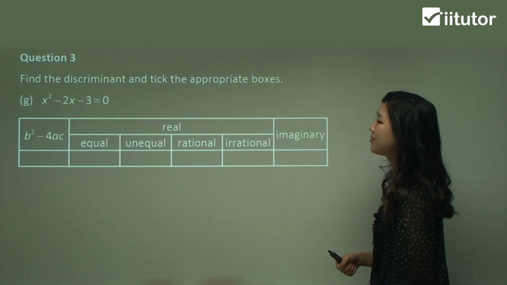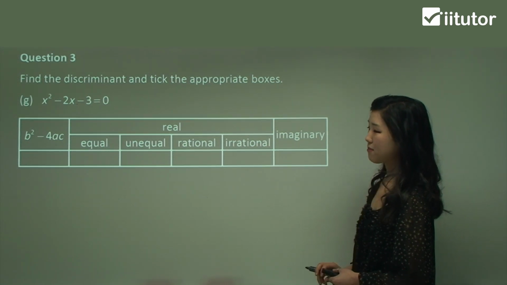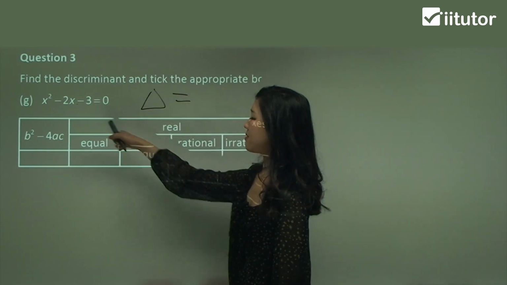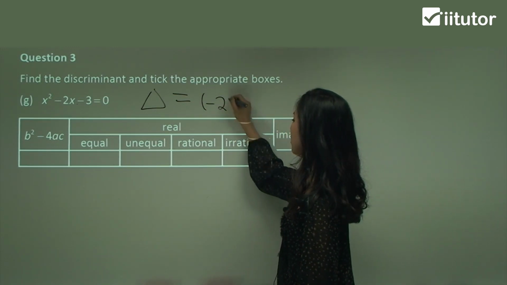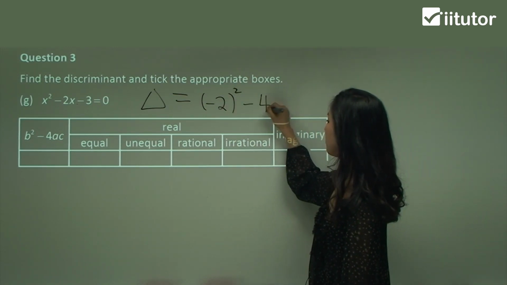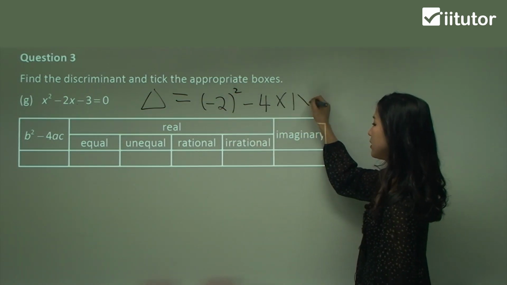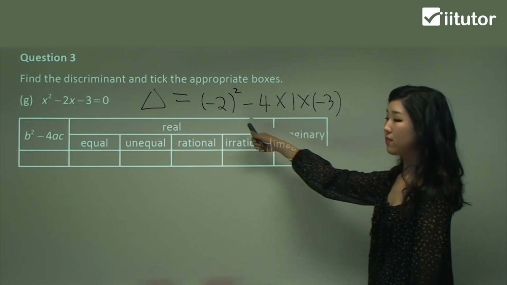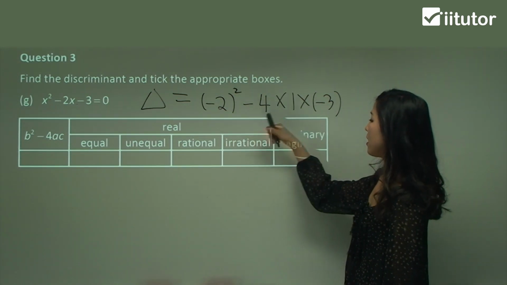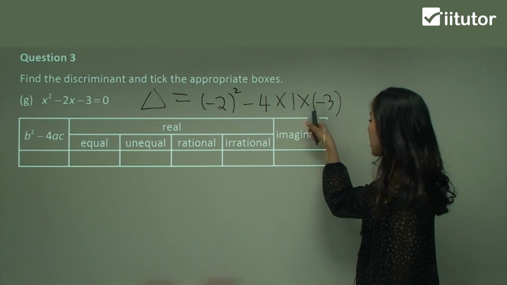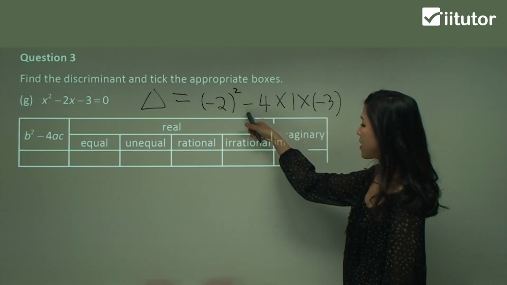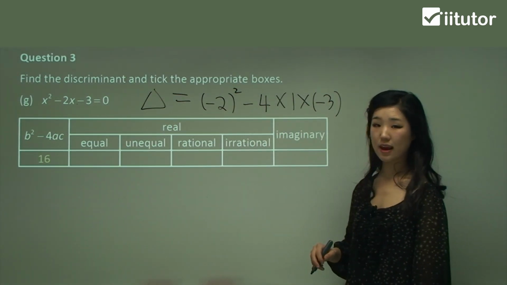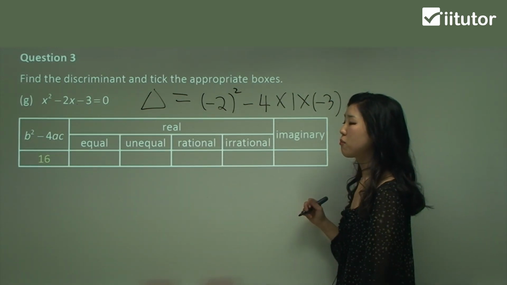Let's move on. G says x squared minus 2x minus 3 equal to 0. Okay, again, find our usual discriminant. B is negative 2, so negative 2 squared minus 4 times A, which is 1, times C, which is negative 3. Okay, so negative 2 squared is positive 4, right? 4 times 1 is 4, times negative 3 is negative 12, but with that negative at the front as well, it will be positive 12. So 4 plus 12 is 16, right? So we have a discriminant of positive 16.